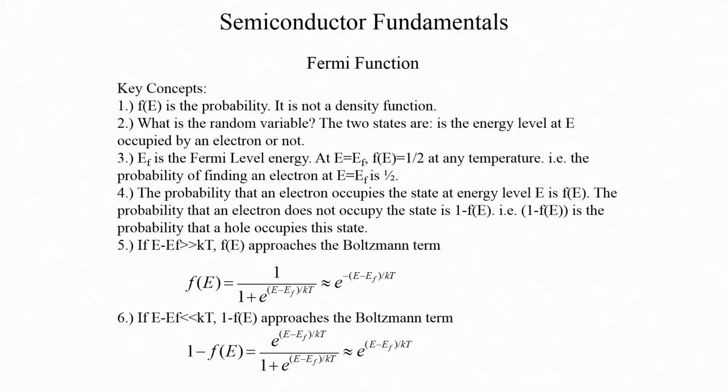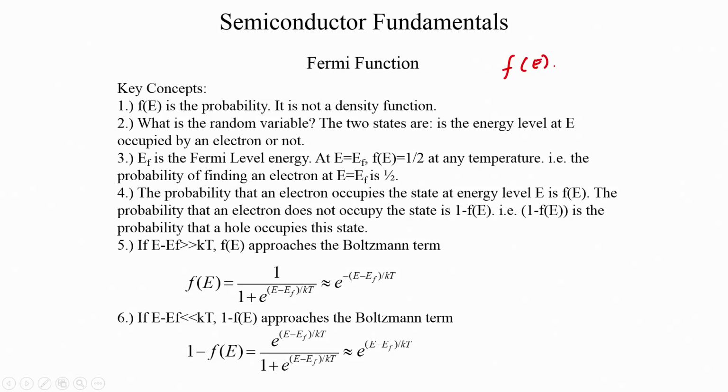So, f of E is the probability. Please do not mistake it for a density function, it is not a density function. If it were a density function, then f of E dE would have to be the probability, which means that this summed over all the states should be equal to 1, which is clearly not the case. So, please do not mistake it to be a density function. F of E is the probability.